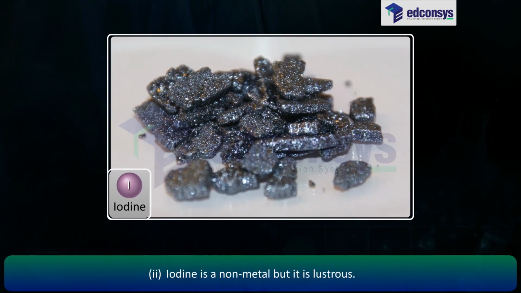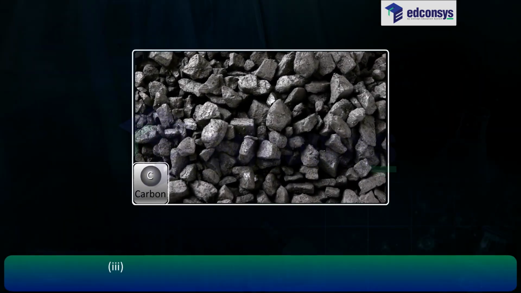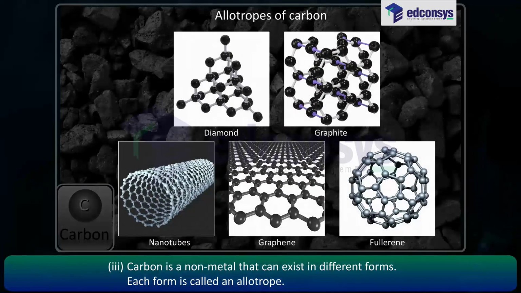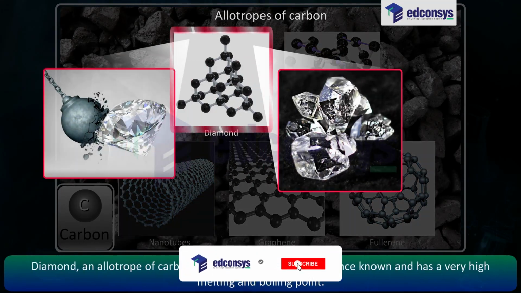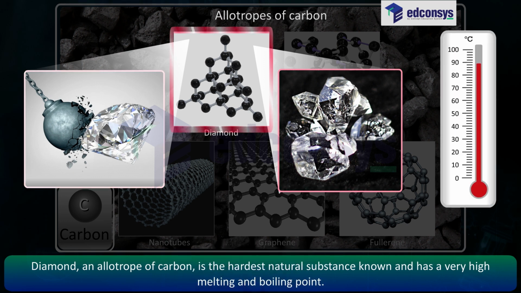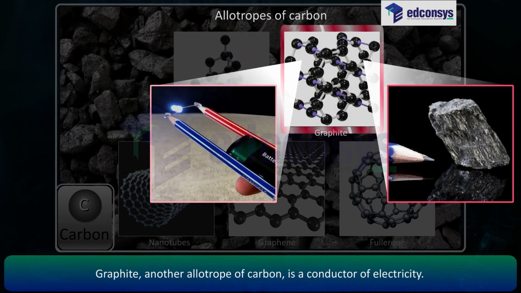Second, iodine is a non-metal, but it is lustrous. Third, carbon is a non-metal that can exist in different forms. Each form is called an allotrope. Diamond, an allotrope of carbon, is the hardest natural substance known and has a very high melting and boiling point. Graphite, another allotrope of carbon, is a conductor of electricity.